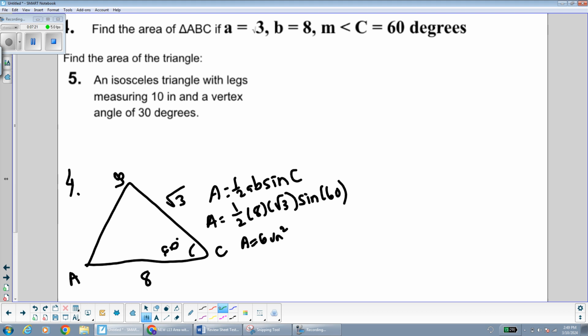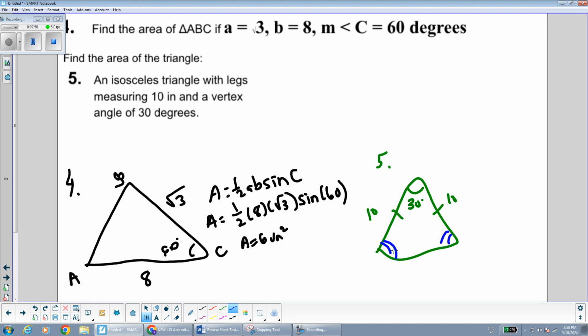Moving on to number 5, we have an isosceles triangle, so that has two equal sides, with legs measuring 10 inches each and a vertex angle of 30 degrees. Remember that angles opposite from congruent sides in a triangle are congruent. So that means that these two angles are congruent because they're across from congruent sides. So I'm going to see what those angles are.